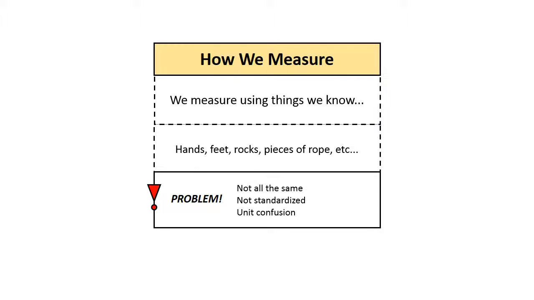And then there's unit confusion, right? I might go to a different culture or a different town and people don't measure with hands there. They measure with pieces of rope, right? And those people might measure with pieces of rope different than in another town where they use different lengths of rope. So there's a lot of problems with how we measure.